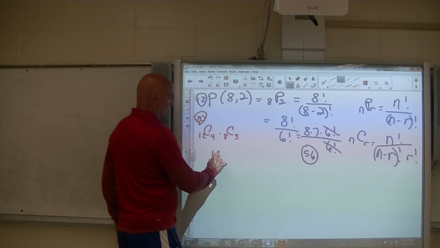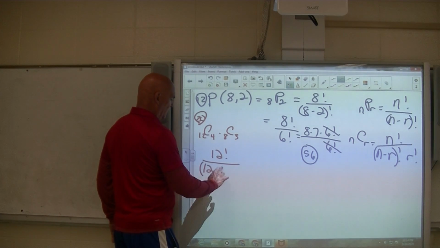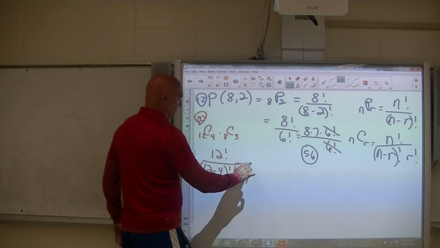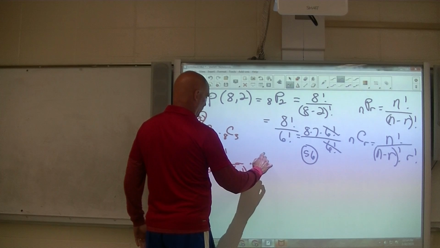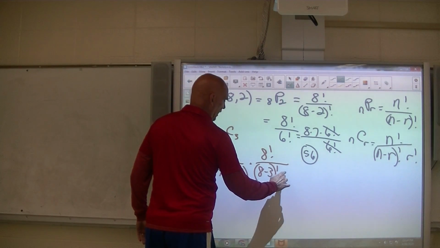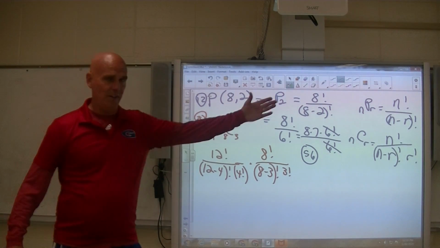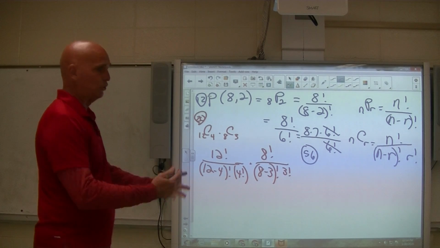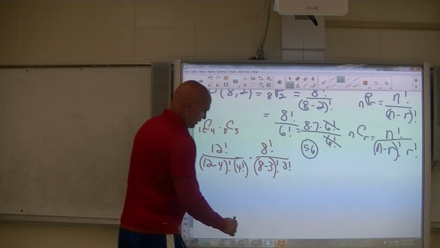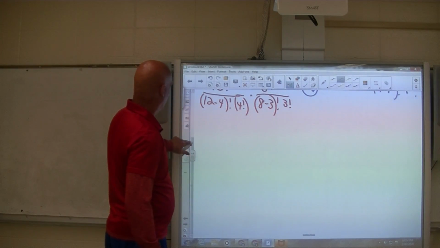So combinations of 12 things taken 4 at a time is 12 factorial over 12 minus 4 factorial times 4 factorial. All right, times, and then 8 things taken 3 at a time is 8 factorial over 8 minus 3. So hopefully, after you've done all these, you got good at remembering what the formulas were, because you just do them over and over again, and the formulas are not that complicated, so you should be able to have those memorized, even though you weren't really trying to, just by doing it over and over again.